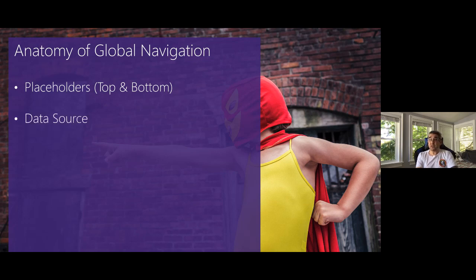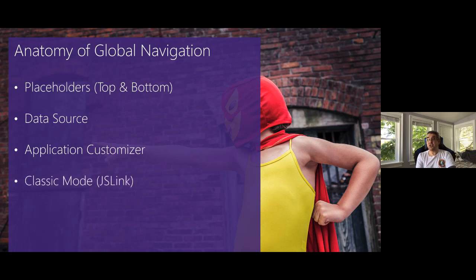We also need our data source. So where is this data coming from? How are we managing those navigation links? And then we need to get it on the page. So for modern, that looks like an application customizer. For classic, that's using JS Link. And finally, and this is partially related to what David was talking about earlier, you want a common set of code, right? You don't want to have to edit the header control twice, once for classic and once for modern. You want one solid common code base that you can update once and then have it work across all your sites.